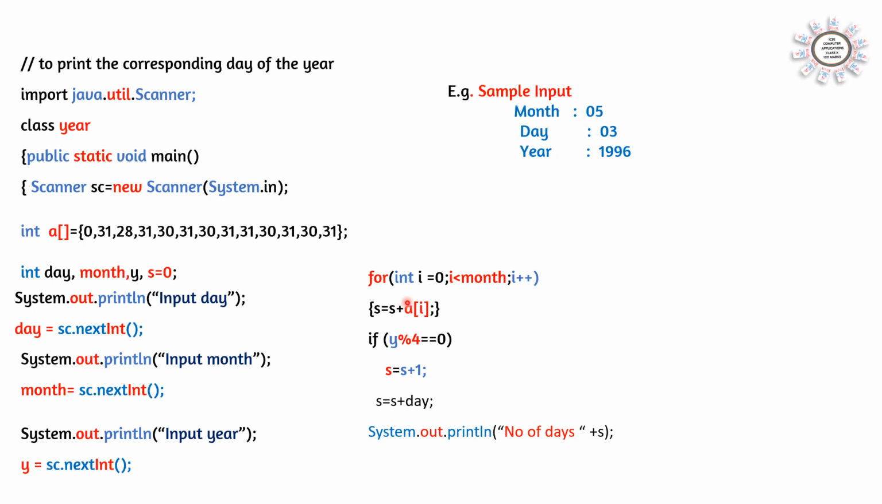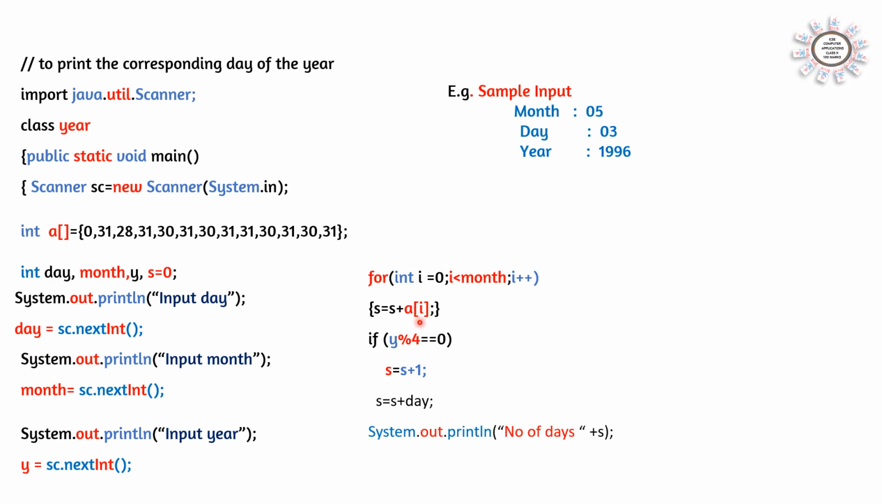So here we are starting the loop int i is equal to 0, i less than month. This example we can take. So i less than month means till 4 it will go. Month is 5, that means till 4. That means 0 plus 1, 2, 3, 4. That means January, February, March and April. It is taken. It is added. S is equal to S plus A of i means 0 plus 31 plus 28 plus 31 plus 30 till the days of April. We have added.